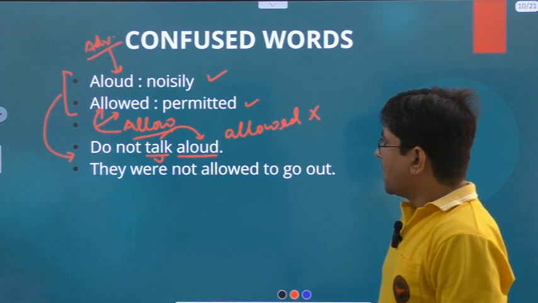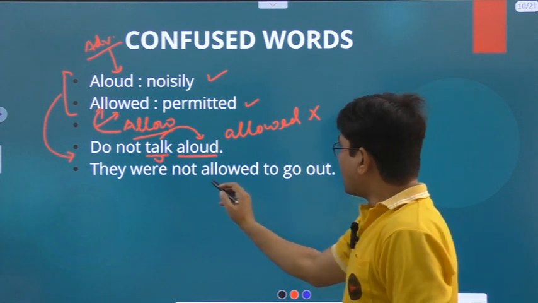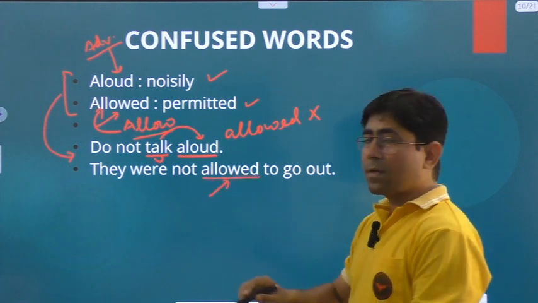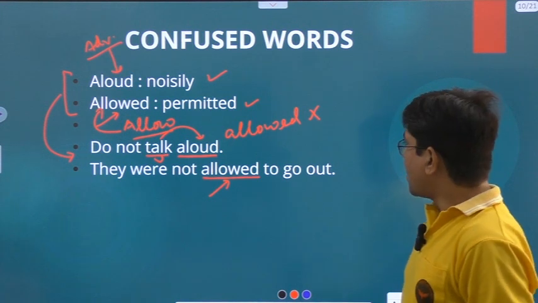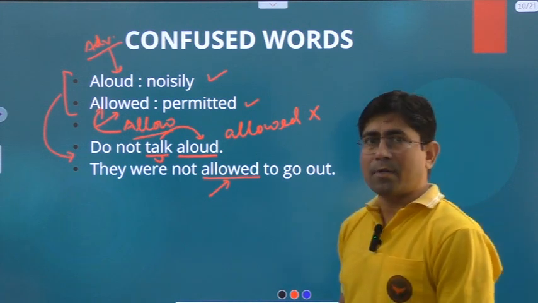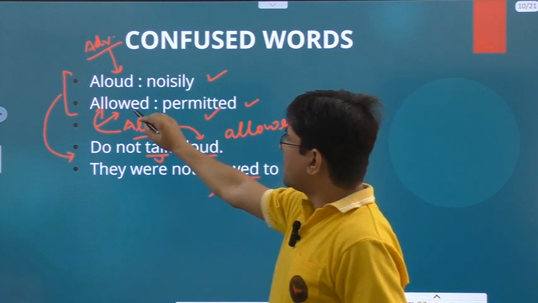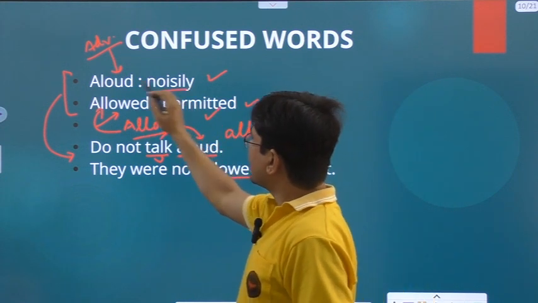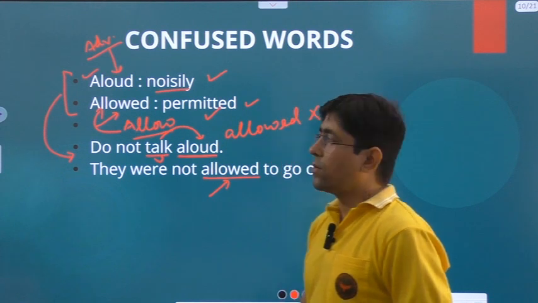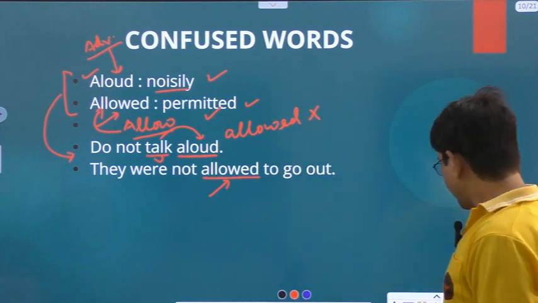Okay. They were not allowed to go out. Here, allowed means permitted. They were not allowed to go out, not permitted to go out. So in the sense of permitted, you can use allowed, A-L-L-O-W-E-D, and in the sense of noisily, you can use this one, A-L-O-U-D, aloud. All right.